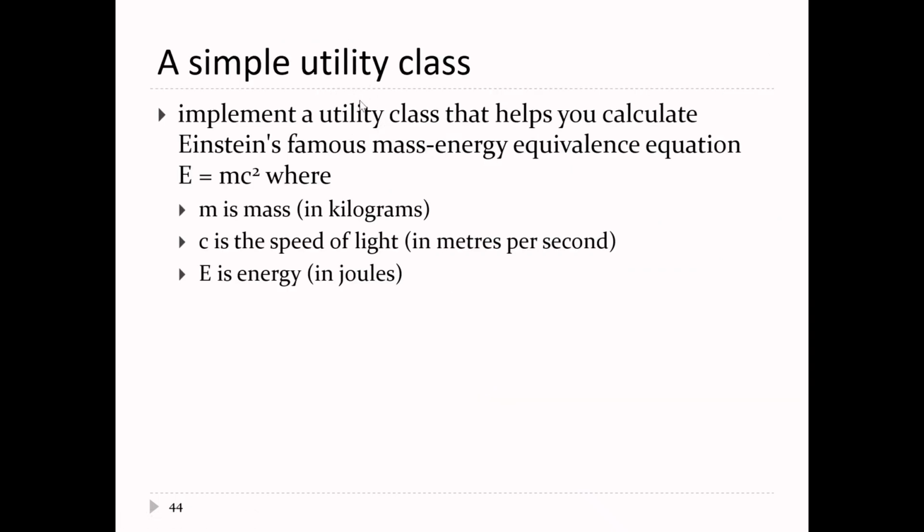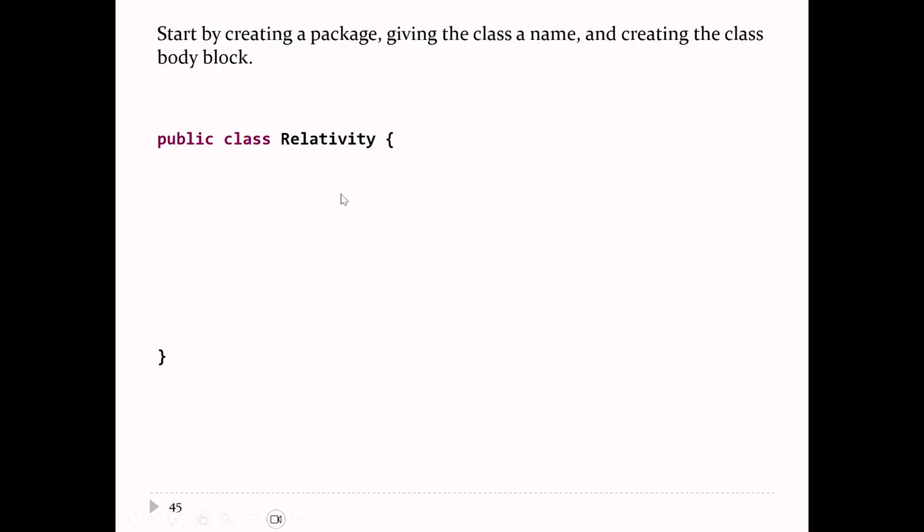So making a utility class is very easy. You just make a class, you mark everything as being static. As a simple example, we're going to make a little utility class that basically computes E equals mc squared, Einstein's mass energy equivalence equation. So how do you do it? It's very easy. Make a class, give it a name.